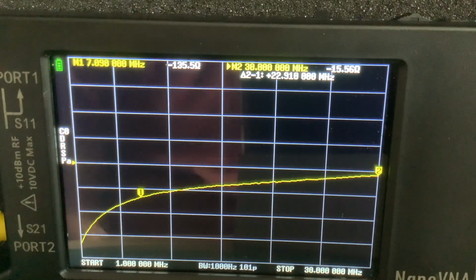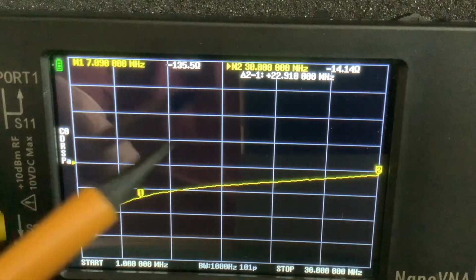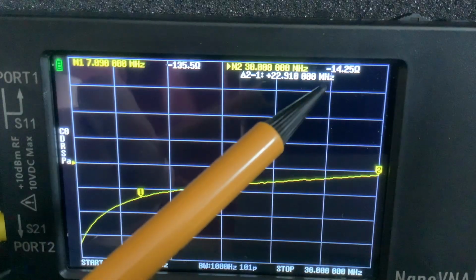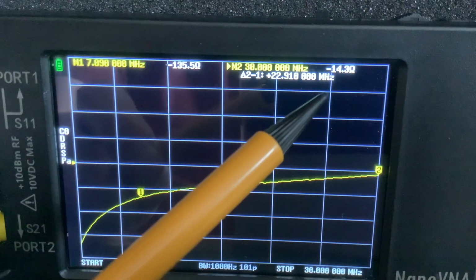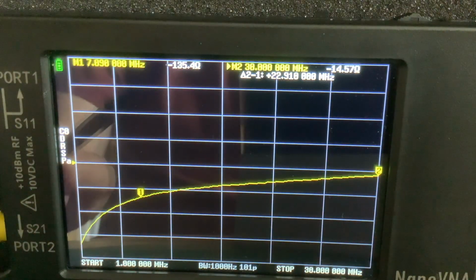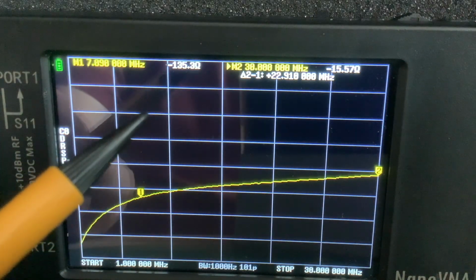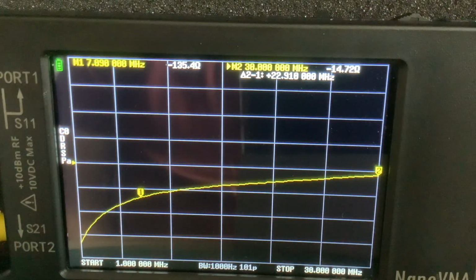Oh dear. Just when you think you're winning. Now look at this now. So at 30 megahertz, we've got minus 14 ohms of capacitive reactance, but look at this now at 7 megahertz again, we're 135.4. So there we go.